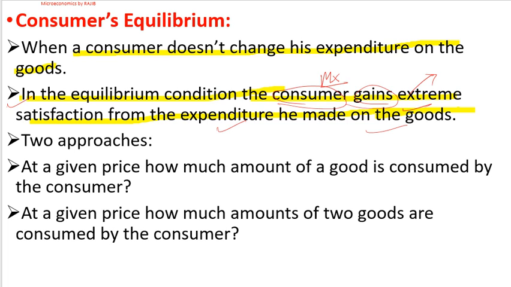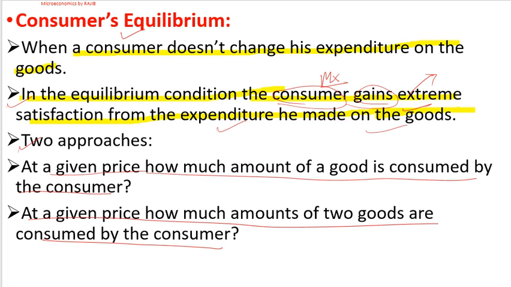And for discussing consumer's equilibrium we have two approaches. First approach is here, at a given price how much amount of good is consumed by the consumer. This is the first approach. And the second approach here, at a given price how much amount of goods are consumed by the consumer. If you notice, you will get a slight difference here.